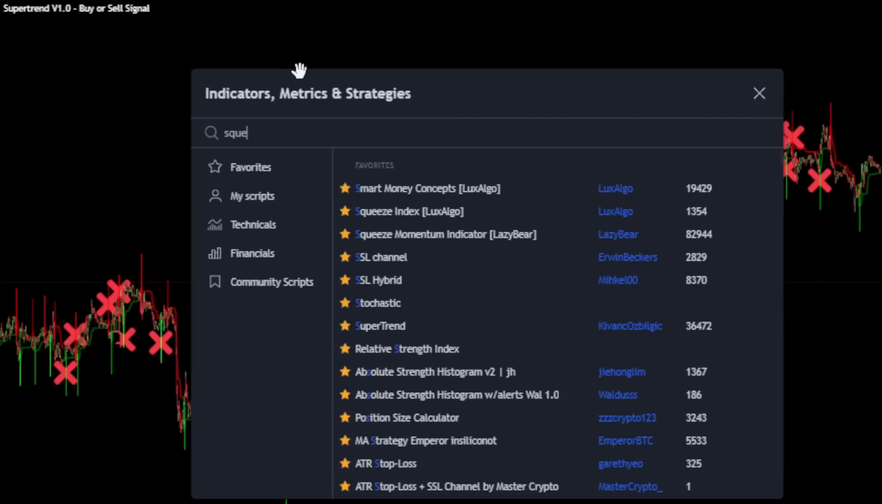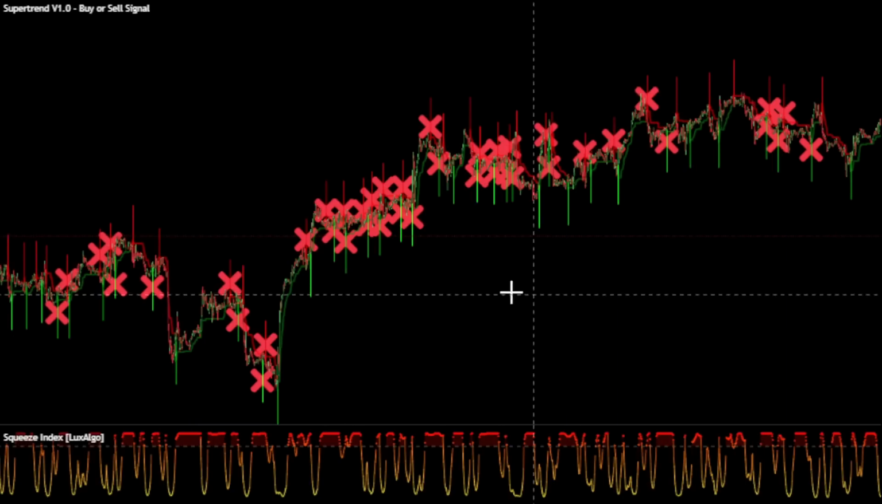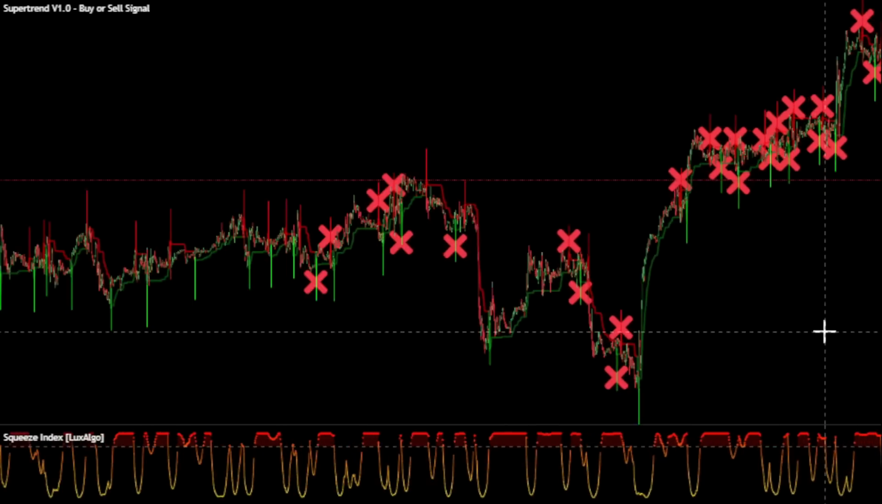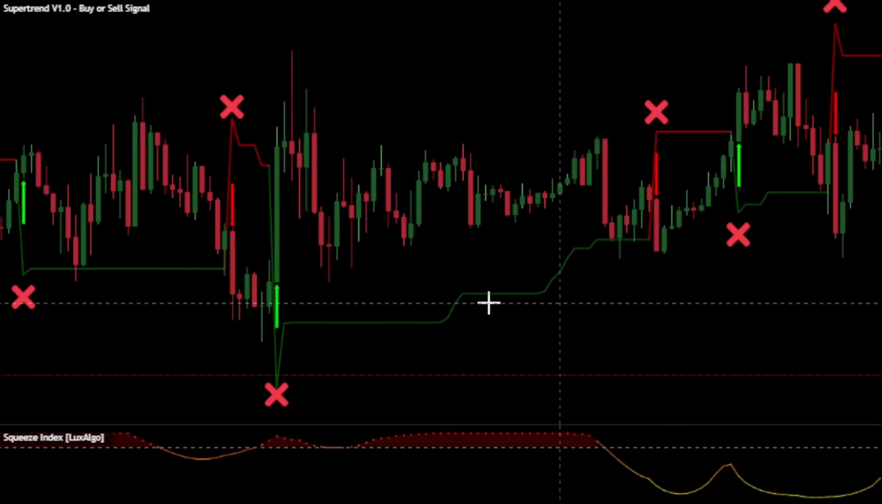So we are going to add the Squeeze Index indicator created by LuxAlgo to our chart, and we are going to see how many false signals it will eliminate for us. But first we are going to explain how we can filter these false entries with this LuxAlgo indicator.